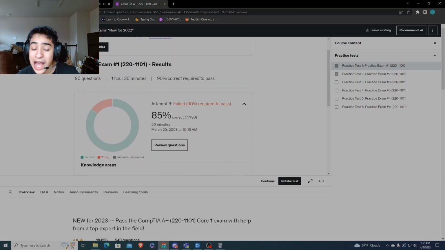Now, obviously, that's not passing per Jason Dion's standard, but it is passing per CompTIA standard. I was off by 5%, but I felt like I was ready. This is a little bit misinformational because I actually used all 6 of these. It's not showing my past attempts for these. So that's what I did for the 1101.